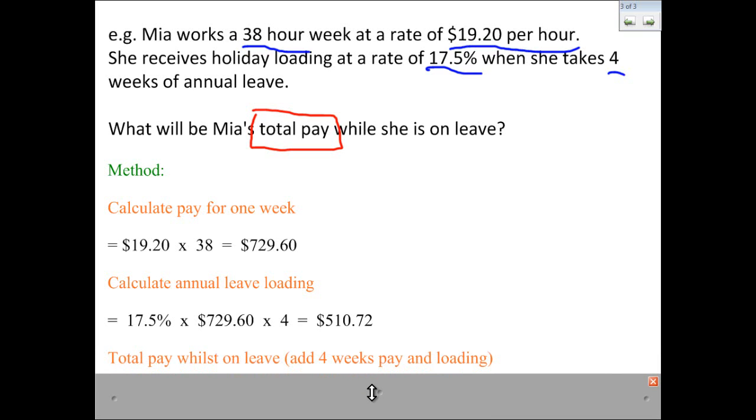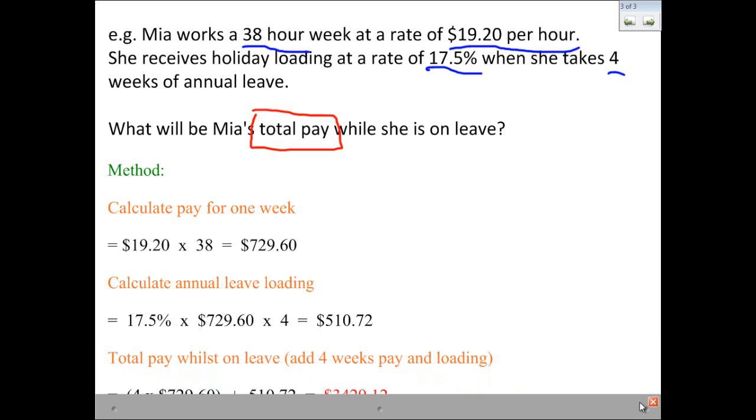Now to find her total pay, we don't just add those two together, okay, because she's taking 4 weeks worth of leave, and this is only a pay for 1 week. So we're going to need to work out what 4 weeks worth of pay is, 4 times the weekly pay. We add the holiday loading, and $3,429.12 will be her total pay for the 4 weeks of leave that she takes. Go back to the question. Total pay is what we needed to find, so that's the end. Okay, and that's annual leave loading.